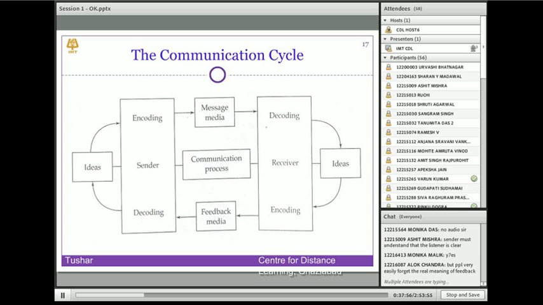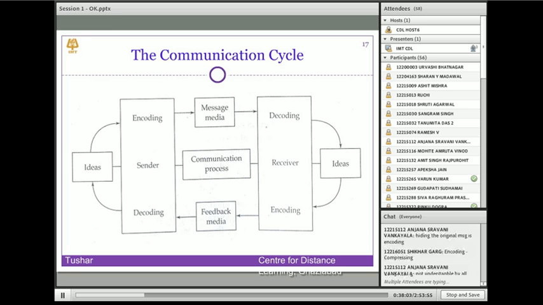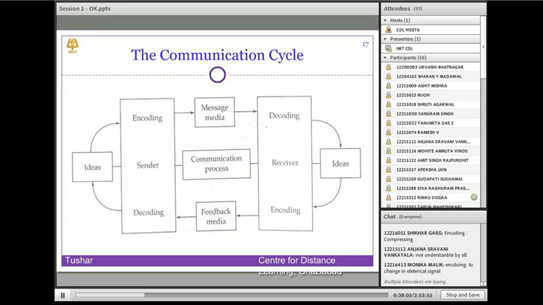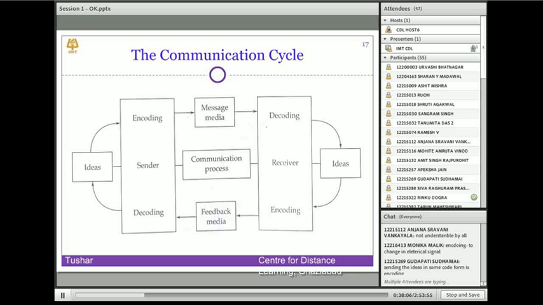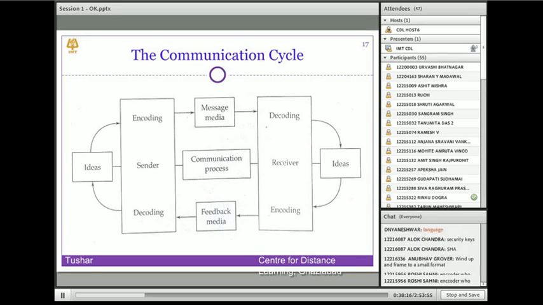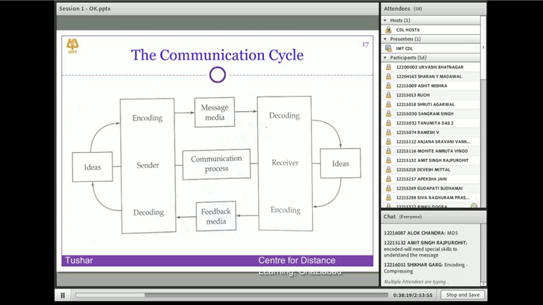Encoding's dumb person version. Any engineers who are part know this? Not understandable at all. Nah, encoding to change the charge in the electric signal. Change sending the idea in some code form. How many of you are computer engineers, by the way? Any computer engineers, electric engineers? How many are there? I think there are a few engineers.